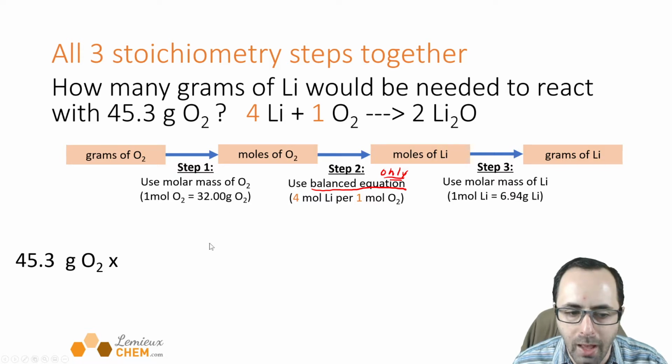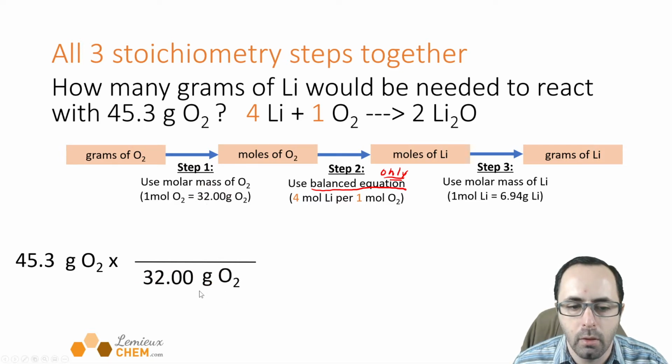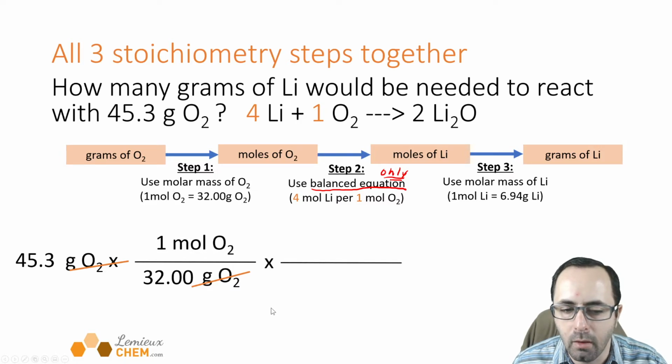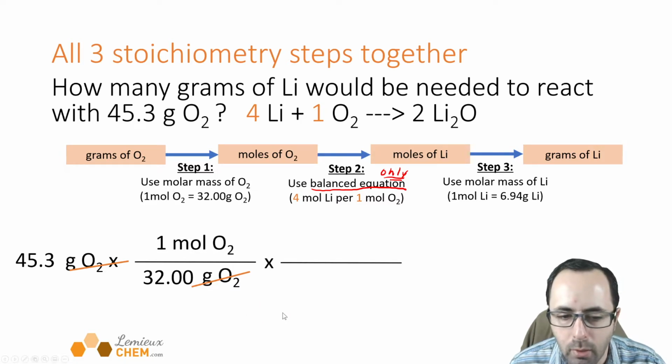We use the molar mass. We put the grams of O2 part on the bottom, right there. The number that goes with it is 32. The grams of O2 cancel. The other side is 1 mole O2, that goes up here. And when we stopped here, we got the moles of oxygen, but we don't have to stop. We can keep on going.